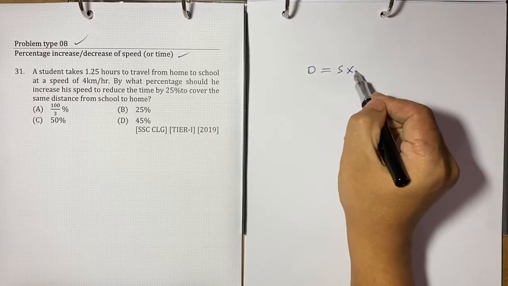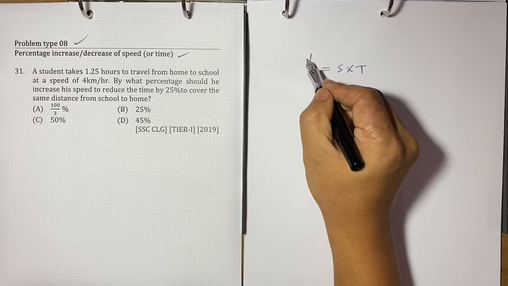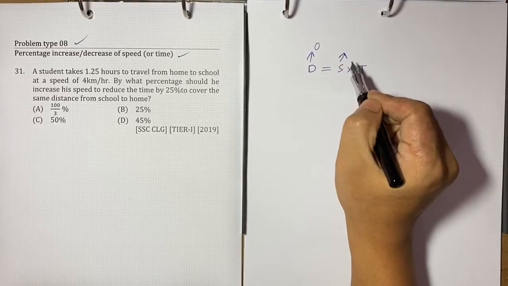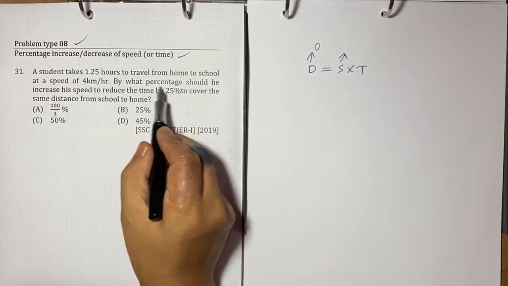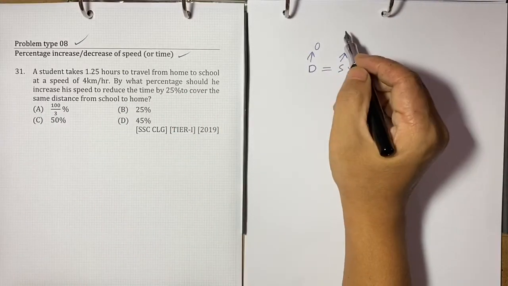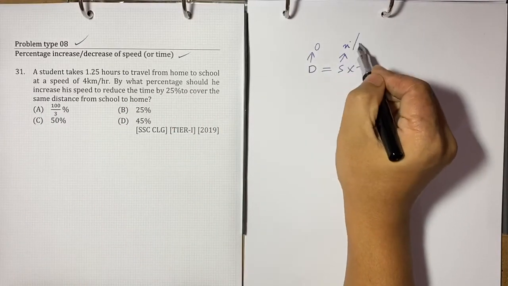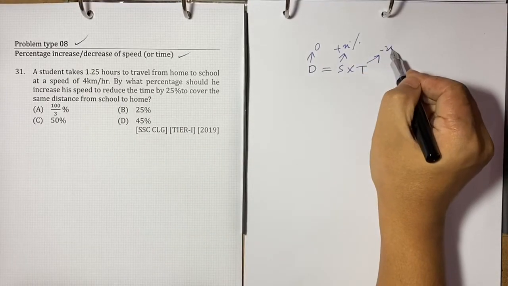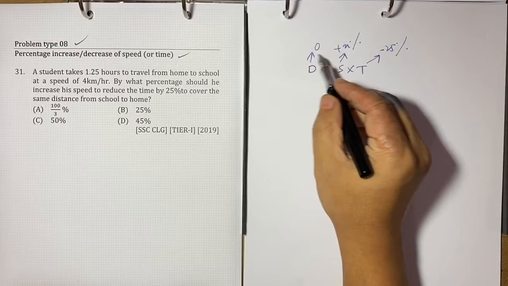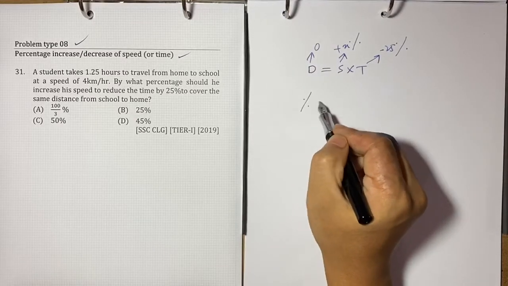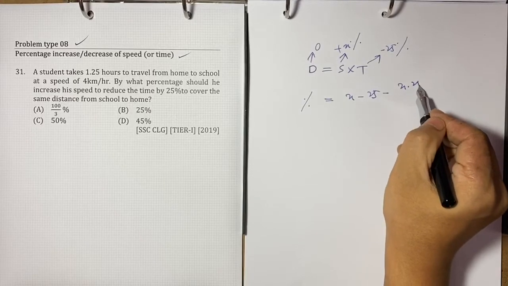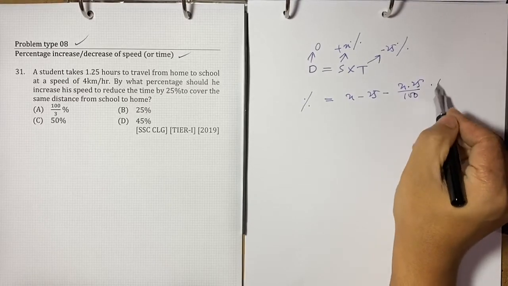Distance is equal to speed into time. In this case, the distance is the same. For the speed, the question asks by what percent should he increase his speed. We don't know, so let's call it x percent increase. For the time, he wants to reduce it by 25%. The formula: net change percentage equals x minus 25 minus x into 25 divided by 100%.